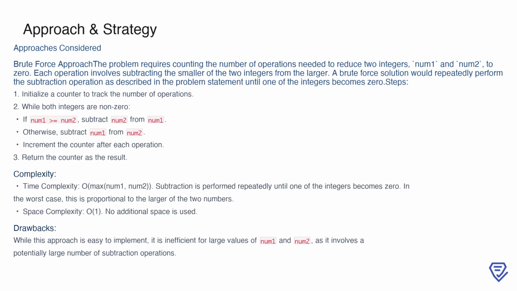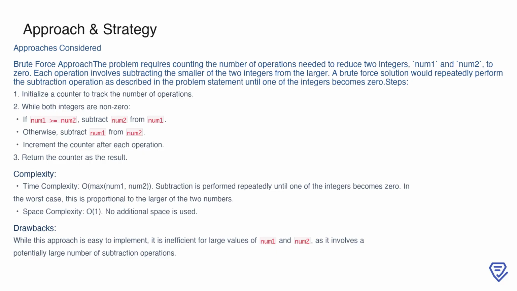To solve this problem, we start by considering a brute force approach. The goal is to count the number of operations required to reduce two integers, number 1 and number 2, to 0. In each operation, we subtract the smaller number from the larger one. This process continues until at least one of the integers becomes 0. Here's how it works step by step.